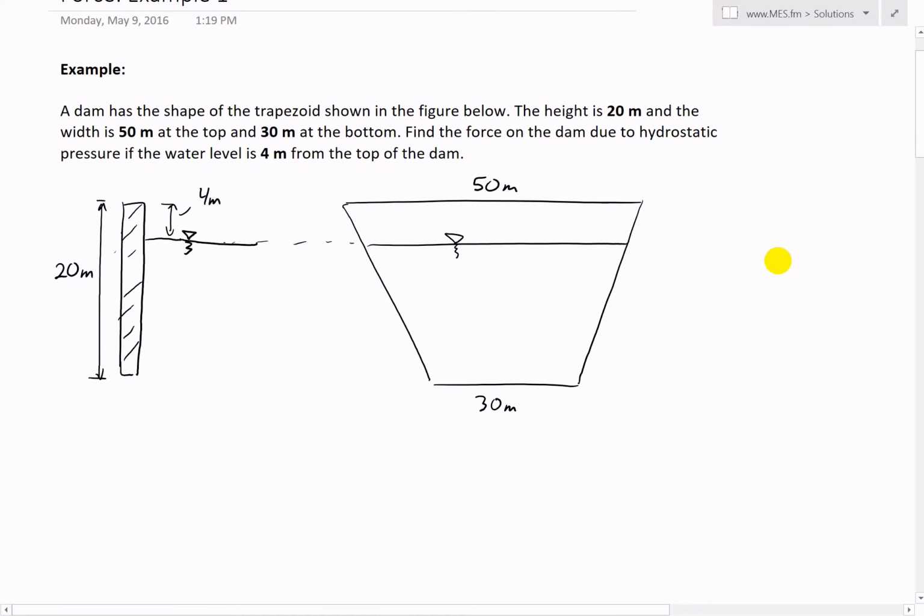Basically, the example I'm going to cover is this one here. It states: a dam has the shape of the trapezoid shown in the figure below. The height is 20 meters and the width is 50 meters at the top and 30 meters at the bottom. Find the force on the dam due to hydrostatic pressure if the water level is 4 meters from the top of the dam. So if you look at the side view here, this is the dam right here.